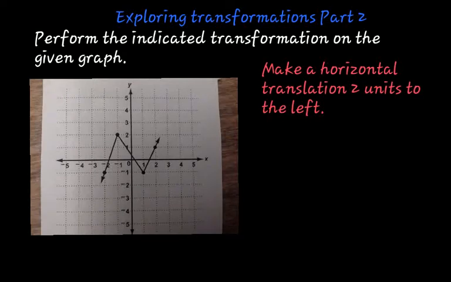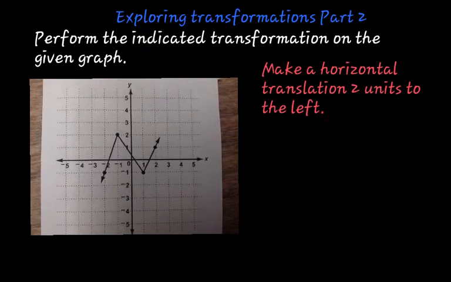Well, hello guys. Today we're going to look at part 2 for exploring transformations. And it says there that you want to perform an indicated transformation on the given graph. So the transformation that we want to make is a horizontal translation 2 units to the left.